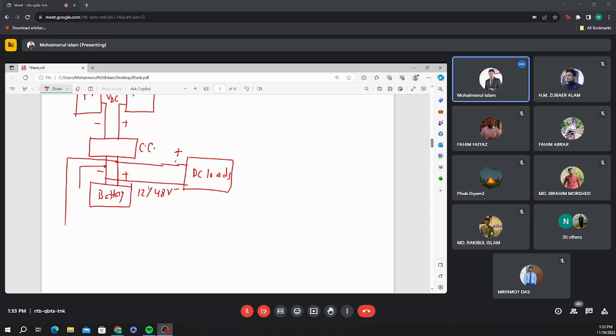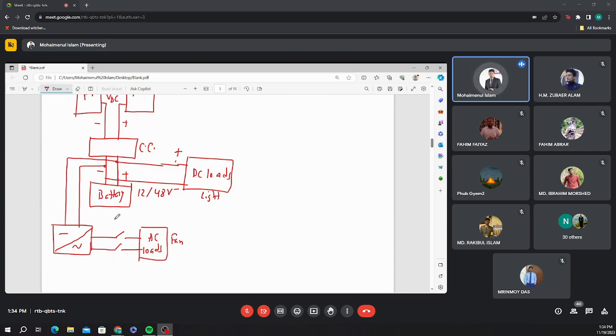Okay, so suppose I need an inverter. So this is our inverter, and that inverter provides you AC output. Suppose you need some switch here to connect it with the AC load whenever you want. Okay, maybe this is our fan or whatever.